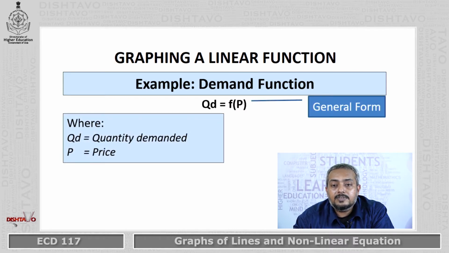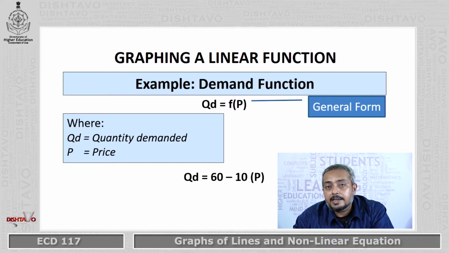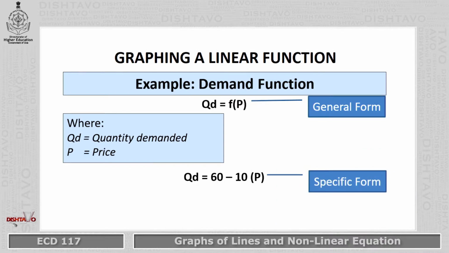Let's take a more specific form, and before understanding what that specific form is, let us see what it looks like. In this case, we have an equation which is QD is equal to 60 minus 10 times P. This is a specific form of a demand equation. What it's telling you is that there is an equation in which the quantity demanded is being defined by an intercept 60 and a slope of negative 10, and the independent variable is price.